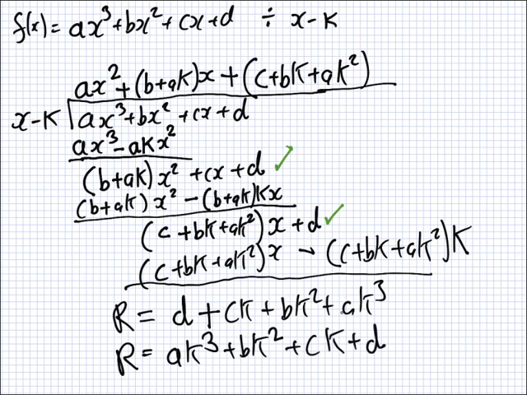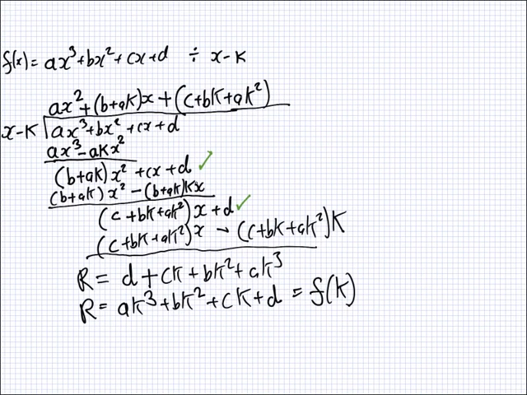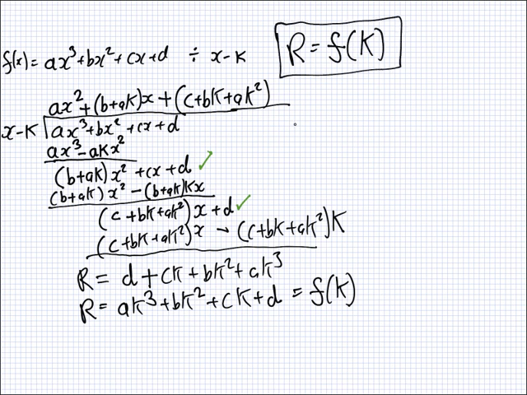Looks familiar? What does this look like? This is f(k). So what is the result here? The result is the remainder will equal the function, the cubic, but instead of using the value x, use the value k. This is the remainder theorem. That's what it says: the remainder is the cubic at the value k. That's what the remainder is.